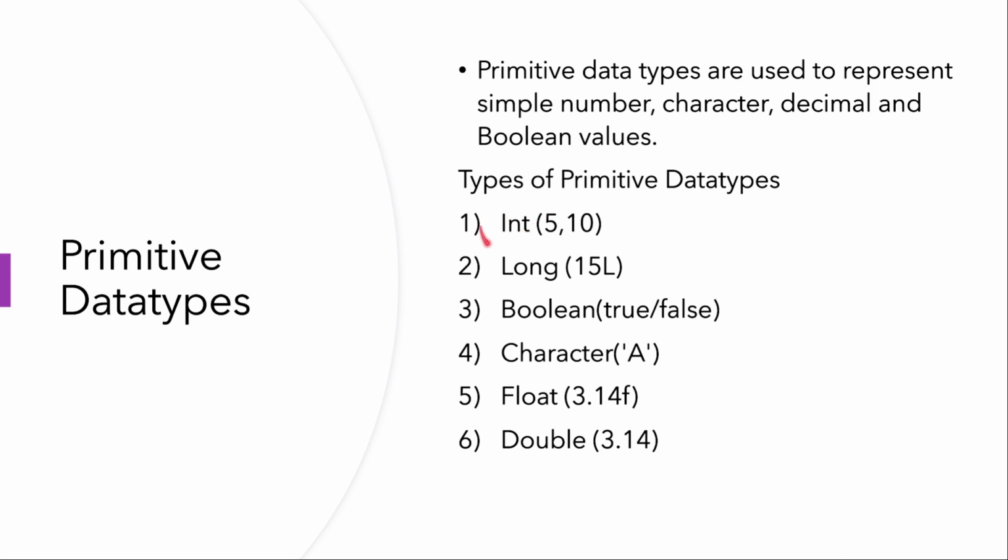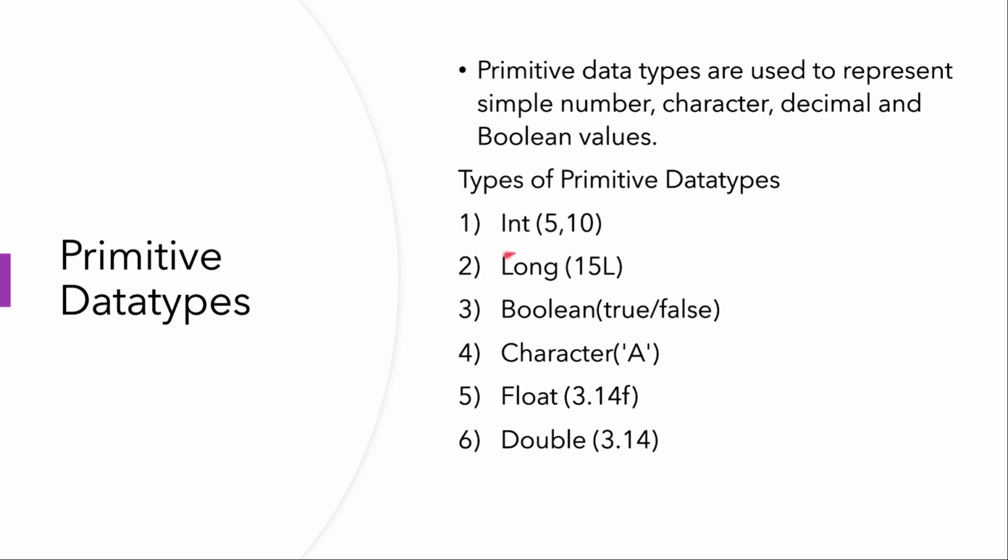First one is integer. In this, you can store a whole number. In the sense, you can't store 5.5 or decimal values in this data type. We will see the practical implementation, but here we are just taking an overview of all the data types. You can store 5, 10, 15, but you can't store the 5.5 value.